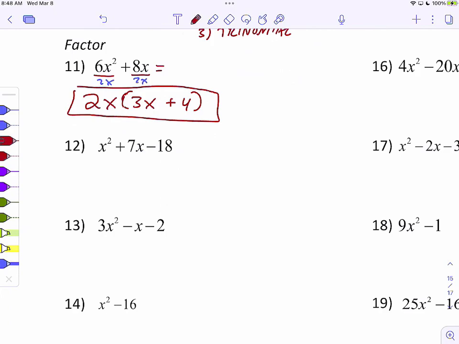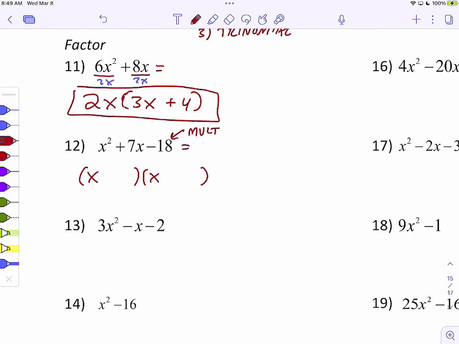Or everything doesn't have an x. Either everything has to have a variable or everything has to have a number. This is the type of problem that's a trinomial. It's the easier type. You know these are x and x. You don't have to guess and check. In a way, you are kind of guessing and checking. You're just not really writing a whole lot.